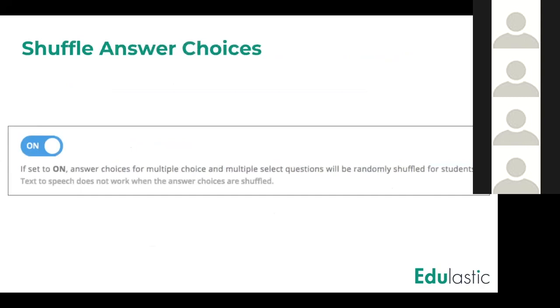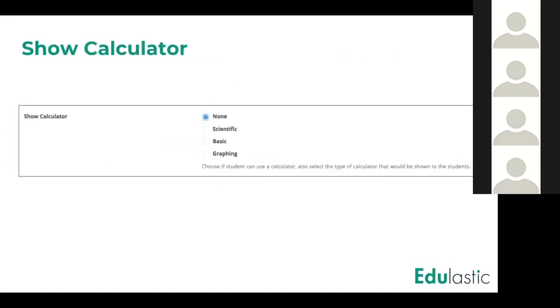Another one is to shuffle the answer choices. So for resequencing questions, this already exists in the free version, but for multiple choice and multiple select questions, you can also shuffle those answer choices to make it a little harder for students to share answers or help each other. You can also show a calculator.